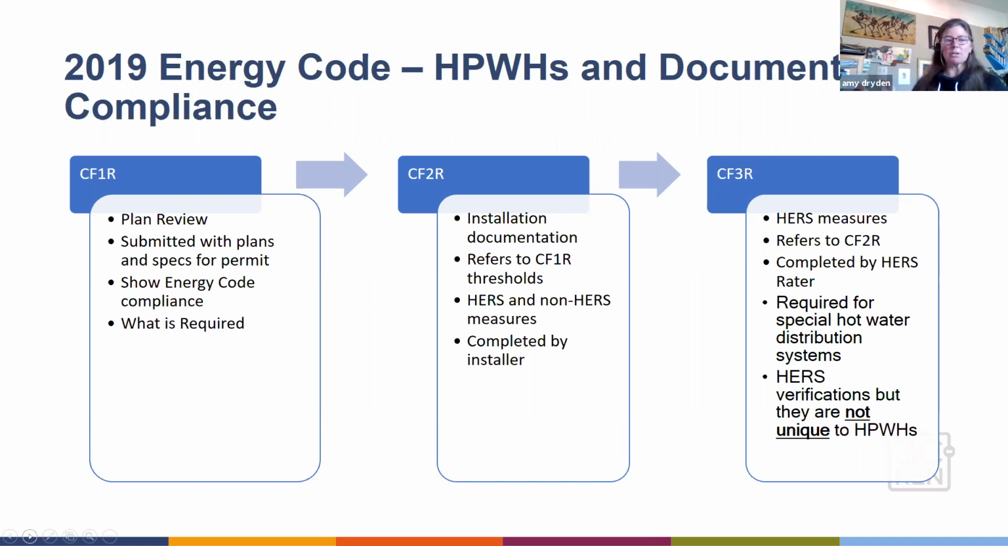The CF2Rs are only from the installers. The installer is going to provide documentation for specific measures and say, yes, this is what I installed. The CF3Rs are from a third party verifier, the HERS rater, only for specific measures that require that third party inspection. As a HERS rater, you're going to look at the 1R and the 2R, and draft a 3R documenting that installation and that it meets the requirements of the energy code.